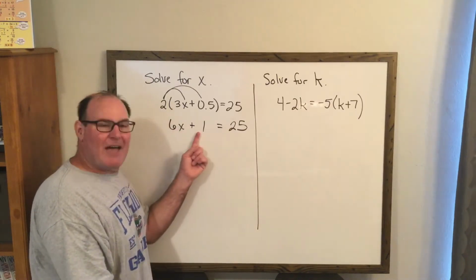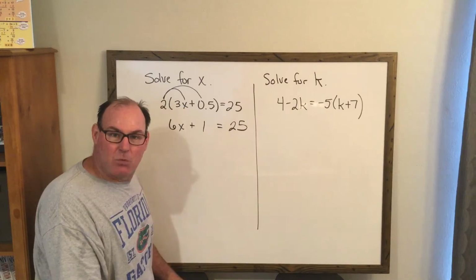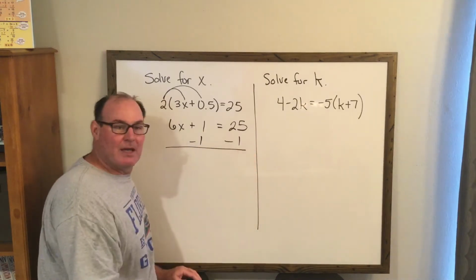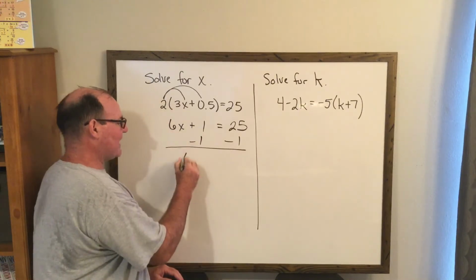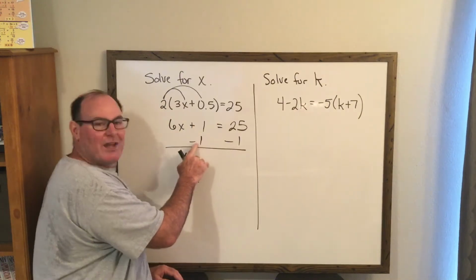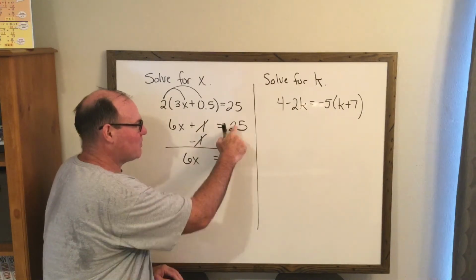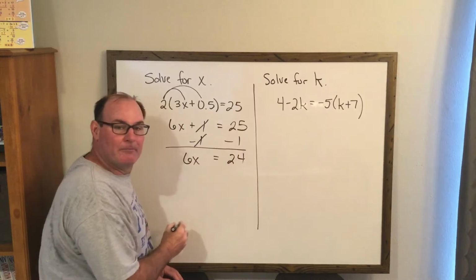So the opposite of adding 1 is going to be to subtract 1. So I'm going to subtract 1 from both sides of the equation. And so what happens here is I have 6x. 1 minus 1 is 0, so that means these two things cancel. And then I have 25 minus 1 is 24.